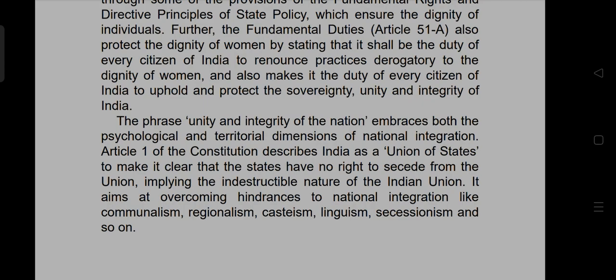Article 1 of the Constitution describes India as a union of states to make it clear that the states have no right to secede from the union, implying the indestructible nature of the Indian Union. It aims at overcoming hindrances to national integration like communalism, regionalism, casteism, linguism, secessionism, and so on.